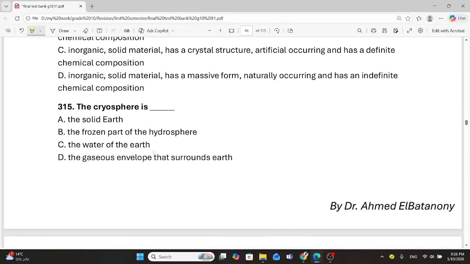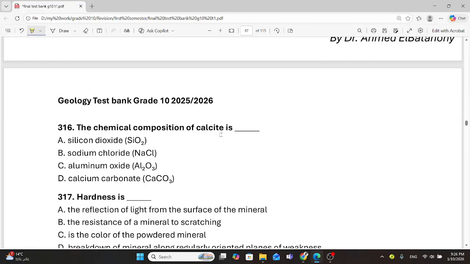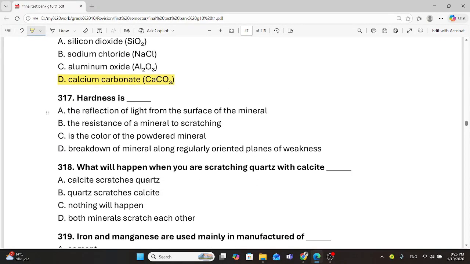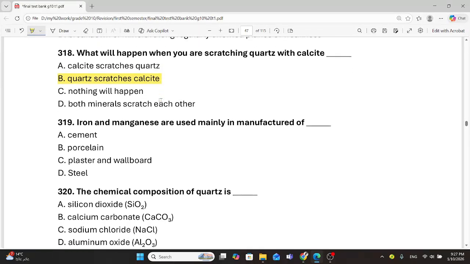Isn't the cryosphere the one for the frozen parts of the hydrosphere? The chemical composition of calcite is calcium carbonate. Hardness is the resistance of a mineral to being scratched. What will happen when you scratch quartz with calcite? Okay, the quartz will of course scratch the calcite.